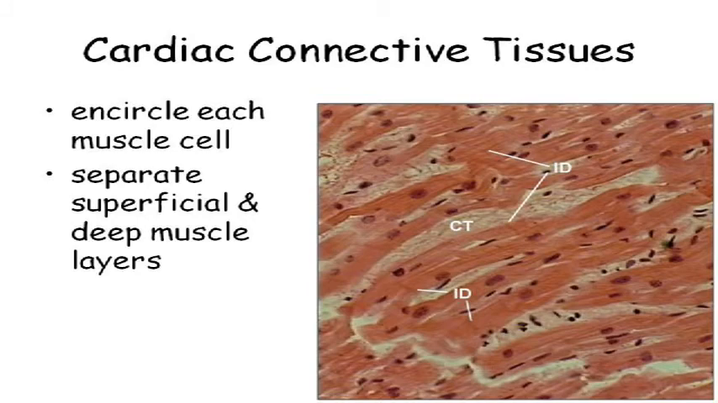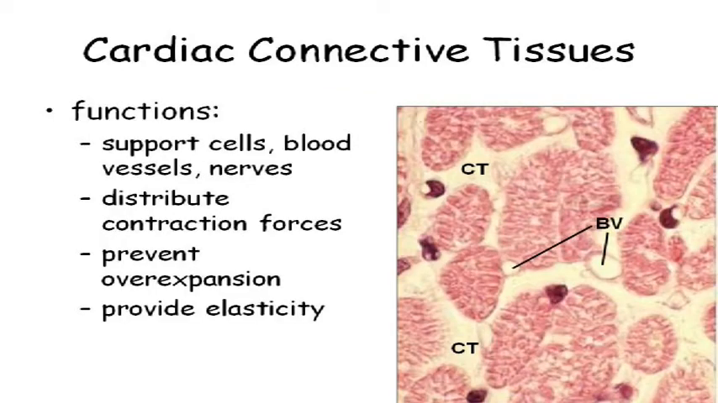You still have some connective tissue in between the cardiac muscle cells as well. The big thing that this does is that, remember that the cardiac muscle cells are not attached to muscles, they're attached to each other. And so it helps distribute those contraction forces so that each muscle cell works together. It also is a place for blood vessels and nerves, just like the perimysium is in skeletal muscles.